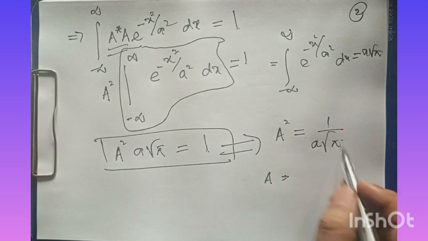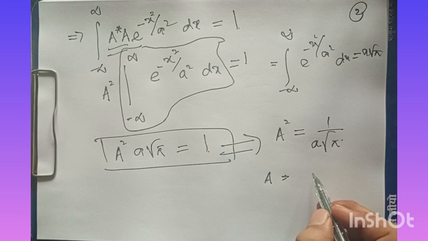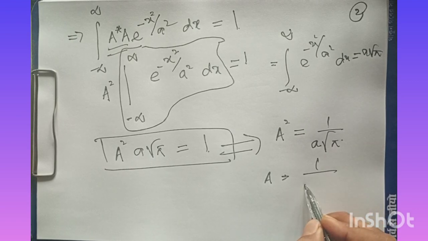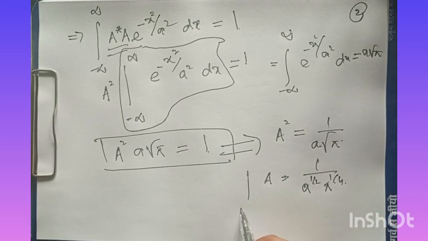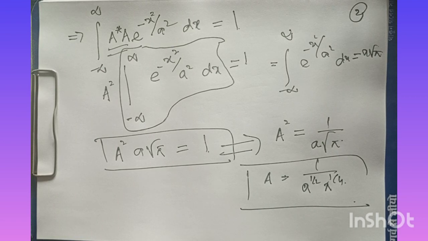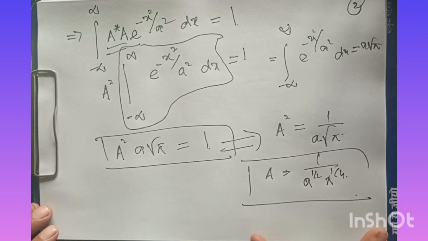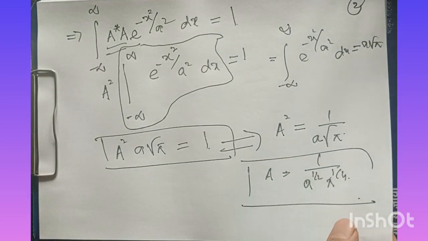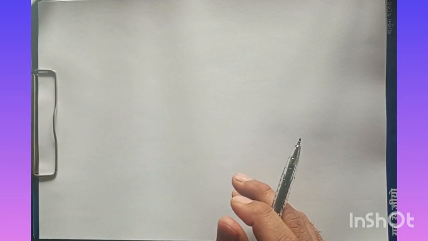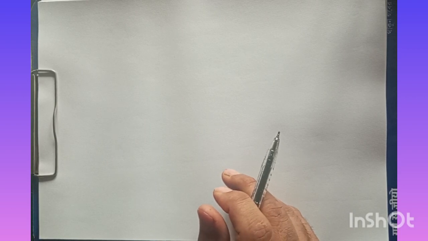So when we transform, we will have 1 by a to the power of 1 by 2 and pi to the power of 1 by 4. This will be the value for our normalization constant that we have in the original wave function. Now we can write down that equation in terms of this normalized wave function, where we have calculated the value for normalization.